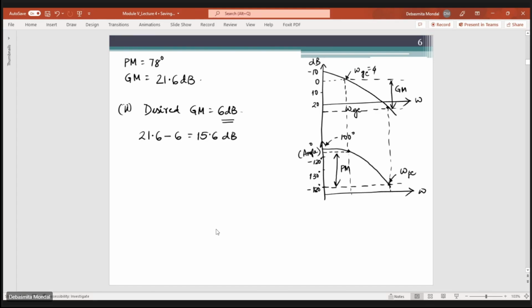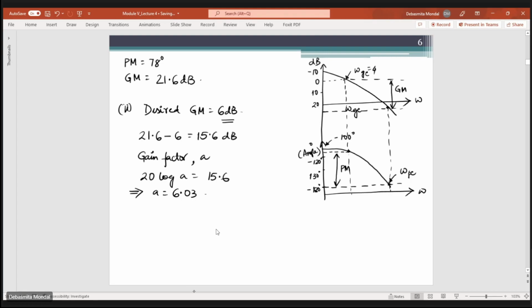And the gain corresponding to this we can call the gain factor. Let's say the gain factor is A. So 20 log A will be equal to 15.6, and from here you can find out the value of A. A will be equal to 6.03. So you have to increase the gain of your system by 6.03 in order to have a gain margin of 6 dB.